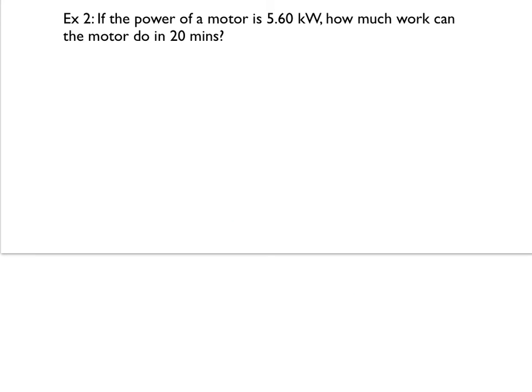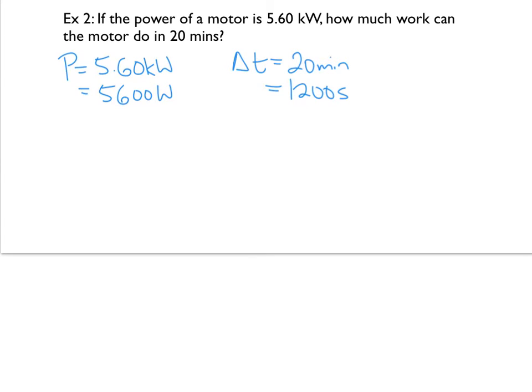Okay, on to another example. If the power of a motor is 5.6 kilowatts, how much work can the motor do in 20 minutes? So now we're looking for work. So first thing, again, let's write down our givens. Okay, so in this case, 5.6 kilowatts, we're just converting into watts, right? You want to work with your base units. So in this case, it's watts and seconds. So that's just 5,600 watts. And 20 minutes, 20 times 60 is going to give you 1,200 seconds.